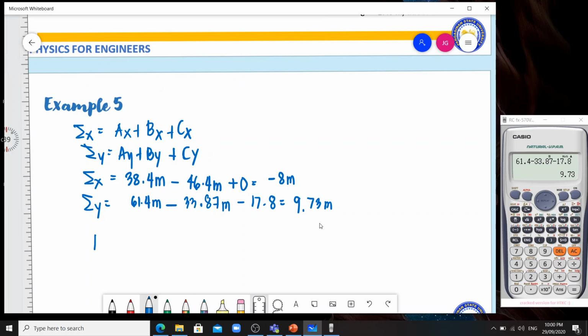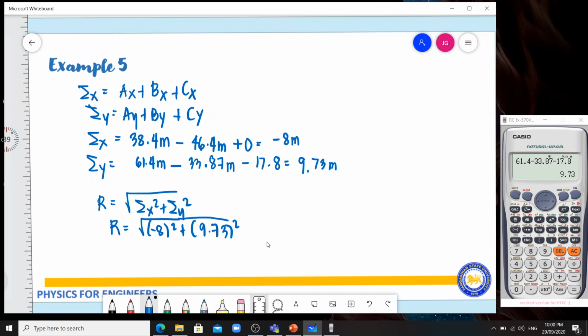So, ano nang susunod? Di ba? Yung resultant. Paano natin makukuha yung resultant? Siyempre, yung square root of summation of x squared plus summation of y squared. So, ganun lang yung gagawin natin. Siyempre, ano pa ba? Negative 8 squared plus 9.73 squared. Yan. So, ang resultant natin ay compute negative 8 squared plus 9.73 squared, 12.59. Or dahil, ano ba to? One significant figure lang pala, no? So, pwede na tong 9.7 lang pala.